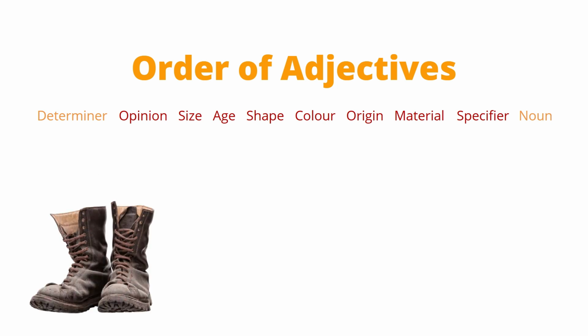What do we have here? We have boots. We have some boots. We can say some boots. We could say a pair of boots. A pair of boots. A pair of old boots. A pair of old leather boots. And if we want to say that they are brown, they will be old brown leather boots. Not brown old leather boots, not leather old brown boots, but a pair of old brown leather boots.